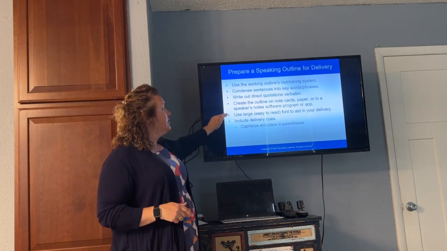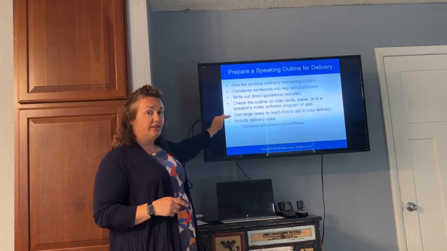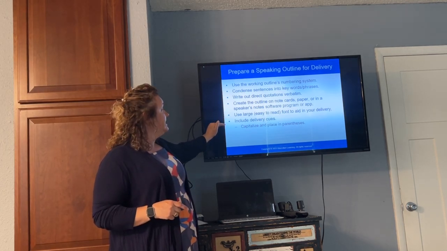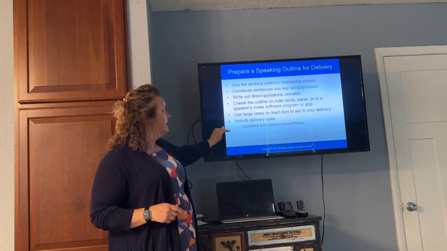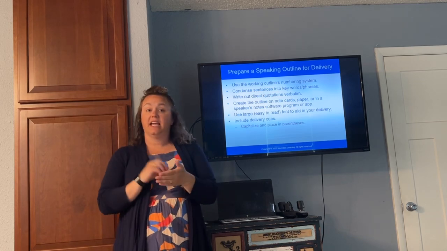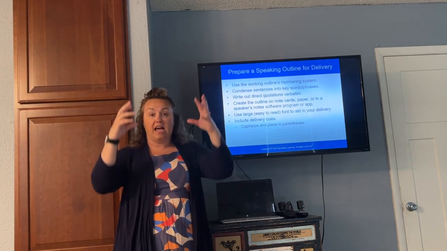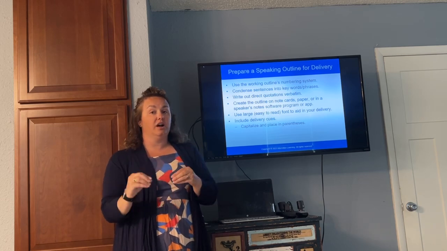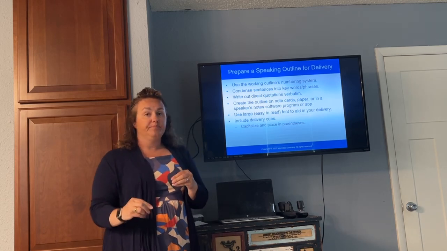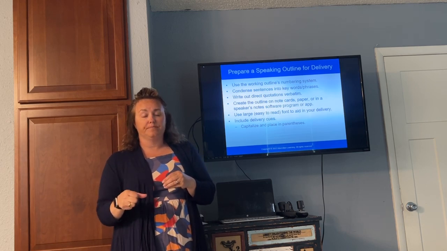You can also use large, easy to read font in your delivery and include delivery cues. Capitalize and place them in parentheses. If you're writing it out on a note card, you can actually use a highlighter to help you remember which part of your speech you're covering and to help you follow along. You can also use your finger as you move along throughout the note cards.